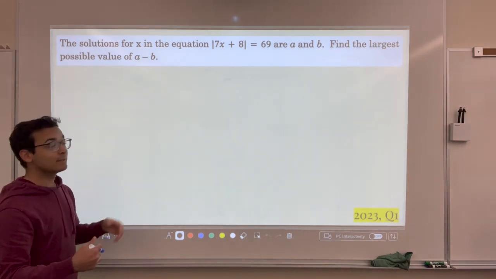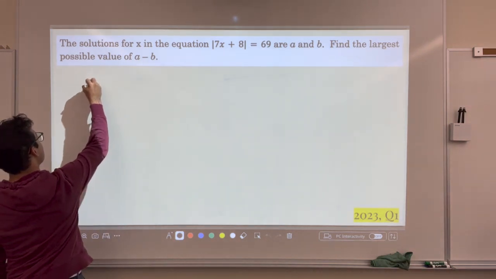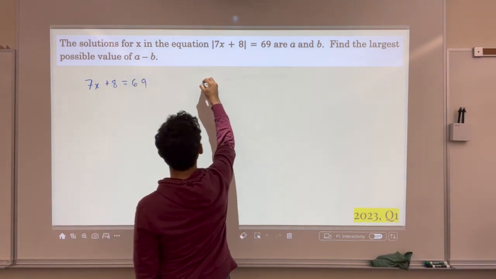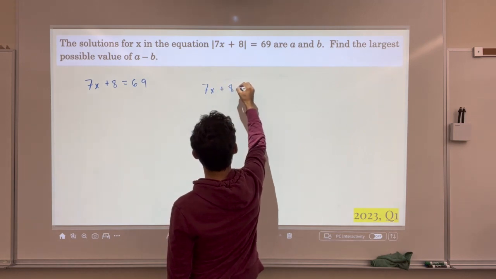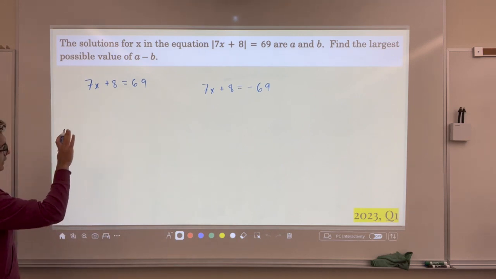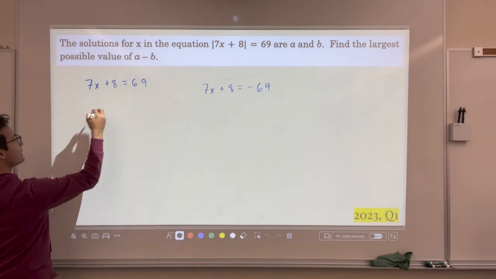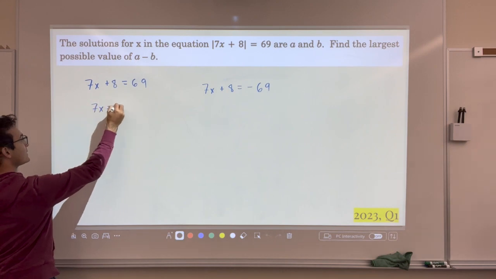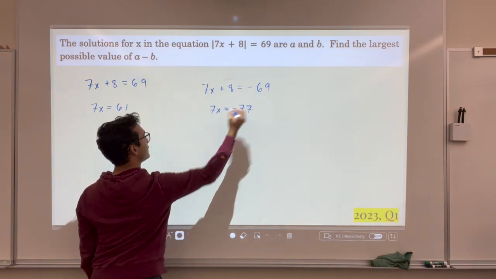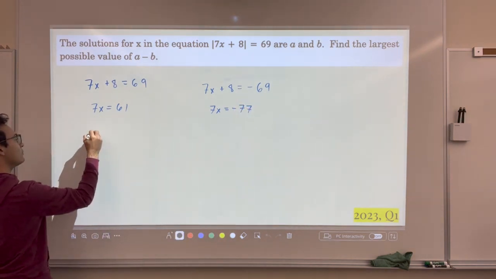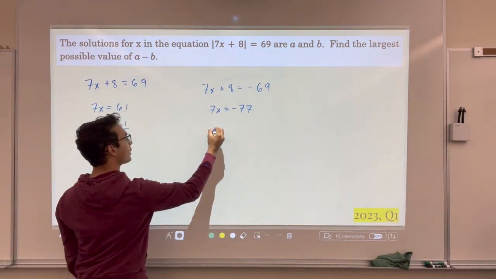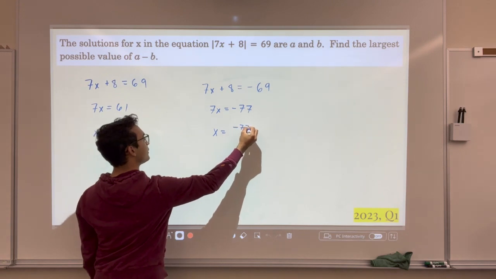So let's write that in 2 equations. We can say that 7x plus 8 is equal to 69, or we can say that 7x plus 8 is equal to negative 69. Now all we have to do is subtract the 8 to the other side. So in this case it would be 7x is equal to 61, and in this case it would be 7x is equal to negative 77. Now divide both sides by 7, we get that x is equal to 61 over 7, or x is equal to negative 77 over 7.